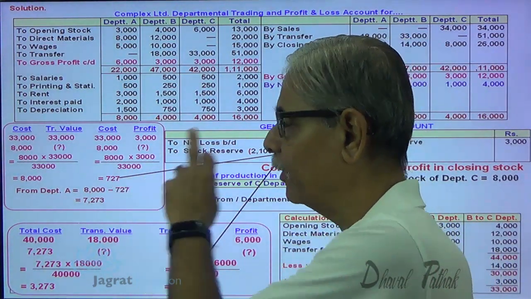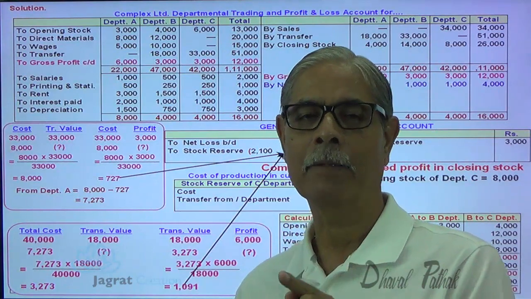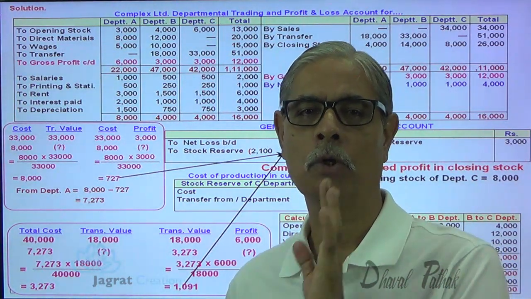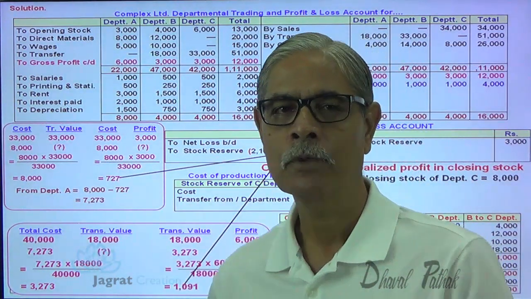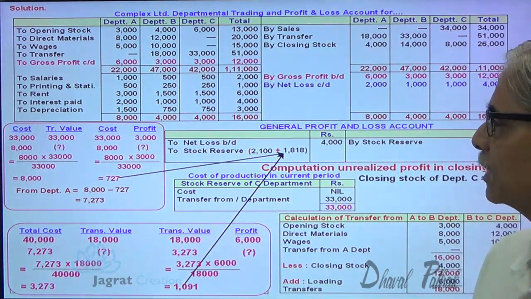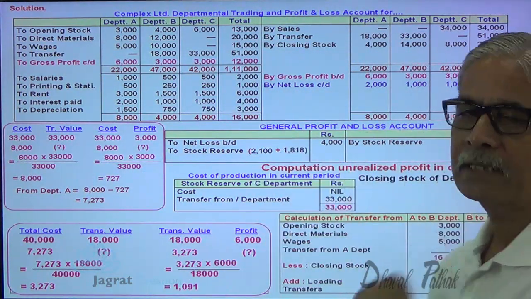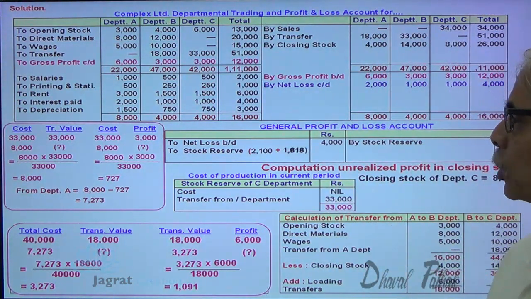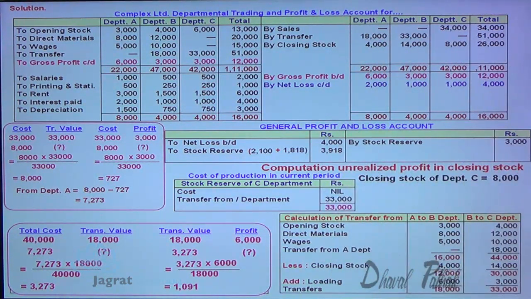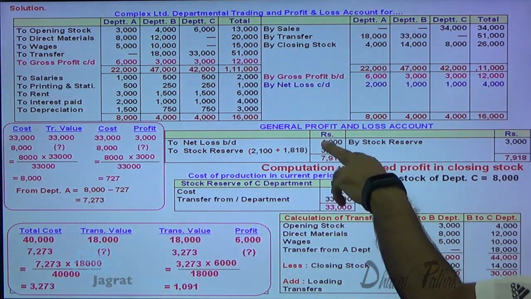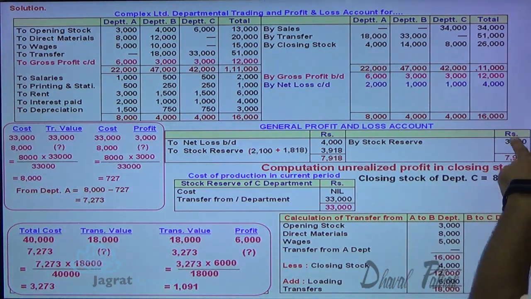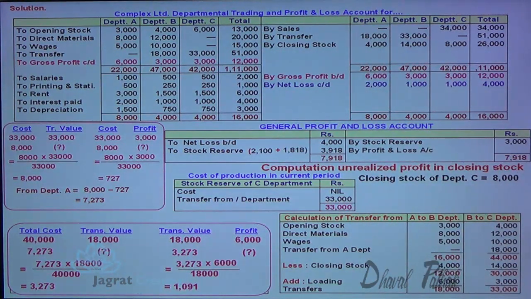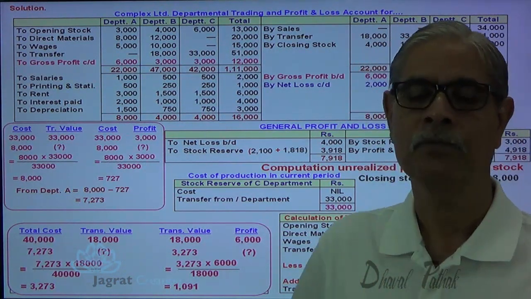This is the profit element charged by Department B found in the stock of C. Both together is the unrealized profit, 1,818. So for that, a stock reserve is to be created. General profit and loss account debit to stock reserve account credit. Now you can find out the net loss at the end of the day. So 7,918 minus 3,000. So net loss debited to profit and loss account is 4,918. This is how this sum gets solved.